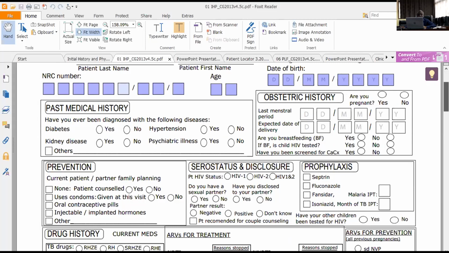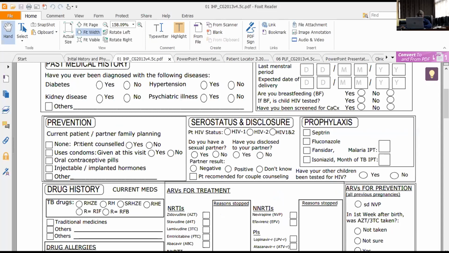Then in the family planning, you will notice that here it has changed to prevention. So on the second form that came, the family planning was changed to prevention, but the commodities for family planning were still the same. Then he went into sero status and disclosure. You say whether it's HIV-1, HIV-2, or HIV-1 and 2, and then the disclosure there still continued. And then prophylaxis was also added.